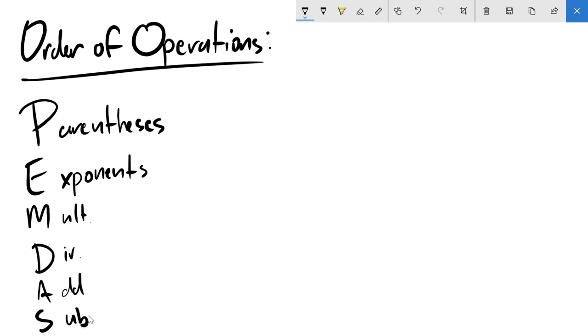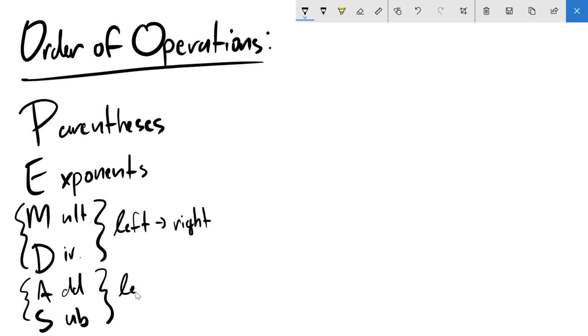Now, one thing people don't always realize, though, is that multiplication doesn't always come before division. Addition doesn't always come before subtraction. The multiplication and division are actually on the same level. So if you come across an expression where you have multiplication and division, you should go left to right. And same with addition and subtraction. You could run into situations where you have just addition and subtraction. You don't always do addition first. They always just go left to right. They're actually on the same level.